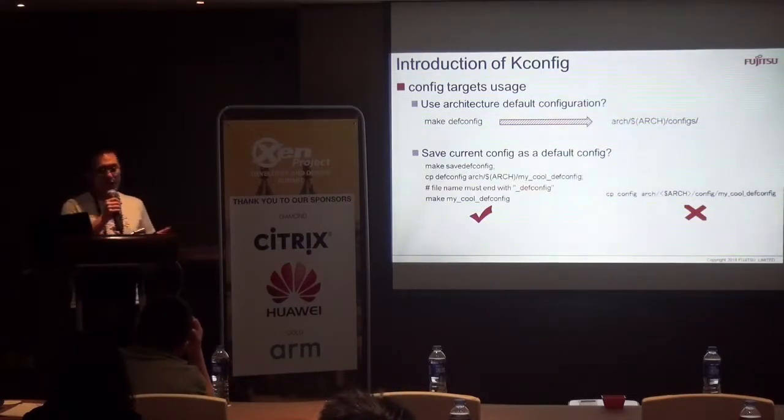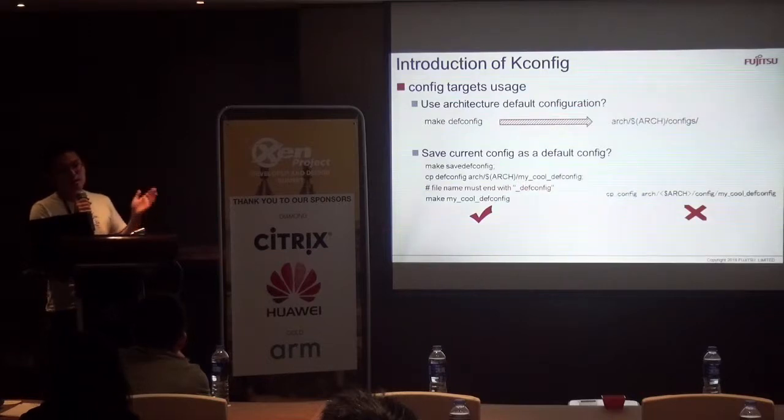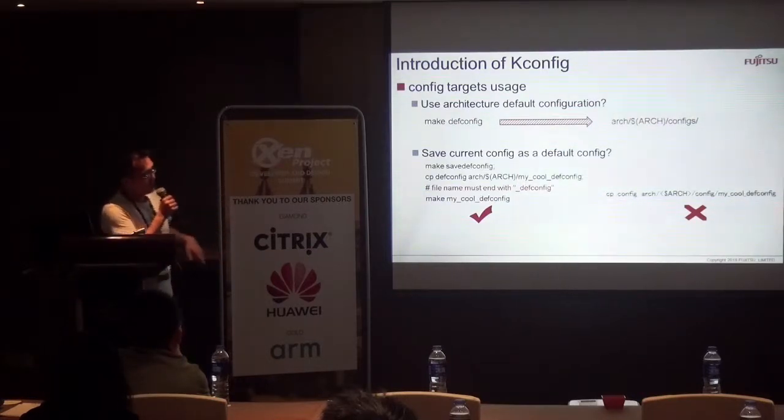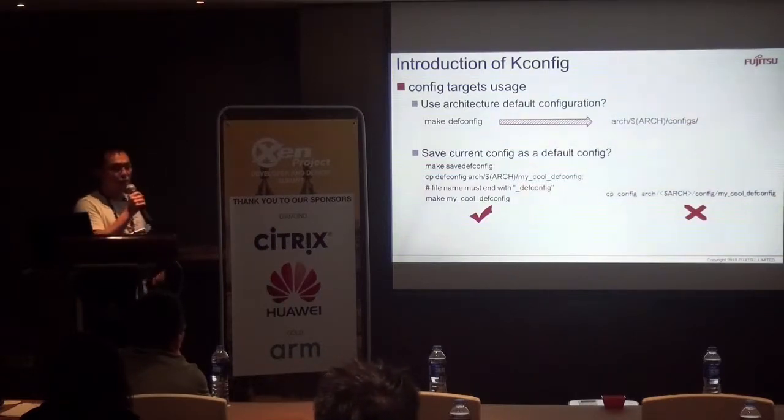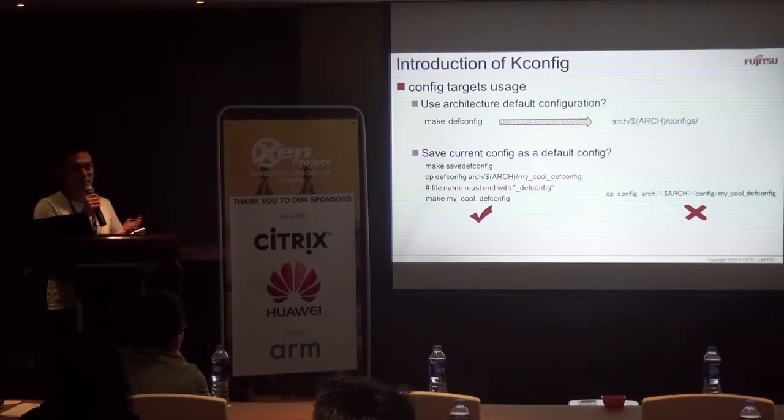Almost every architecture provides default configuration under that directory, arch configs. Some architectures may provide not just one, maybe a few. But only one is used by this architecture, which is specified in the makefile.